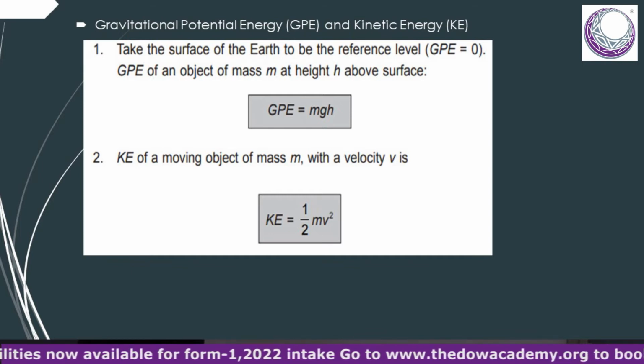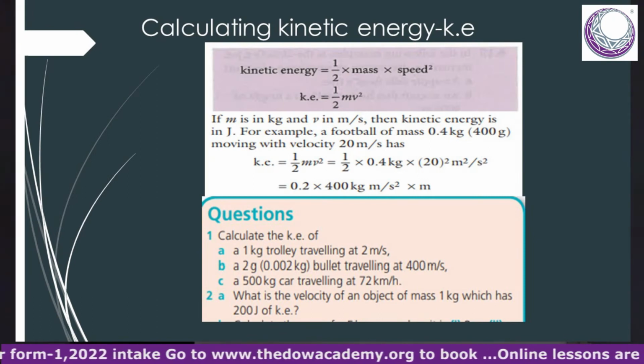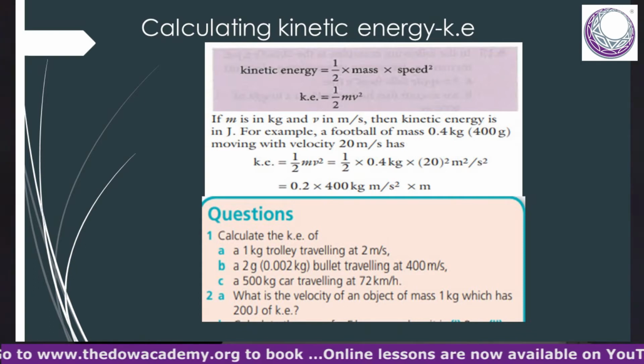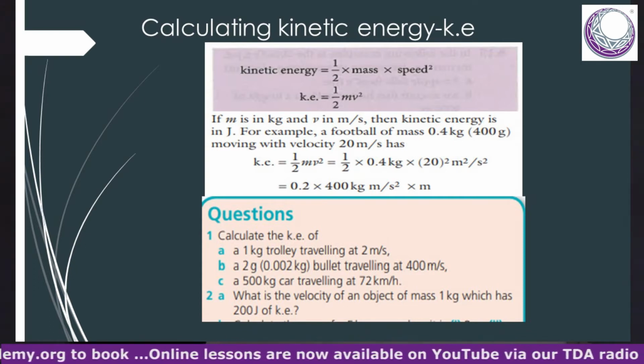GPE equals mgh. KE equals half mv squared. We move on. We are now using those formulas to calculate KE, and the other one will be calculating GPE. Let's look at this one.